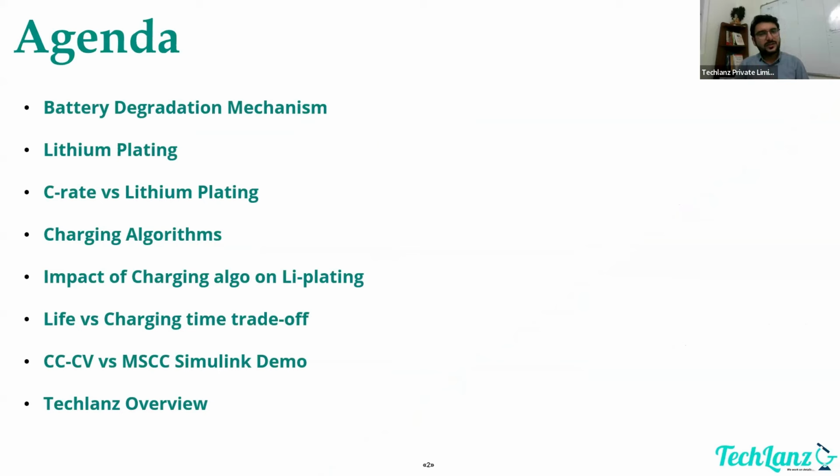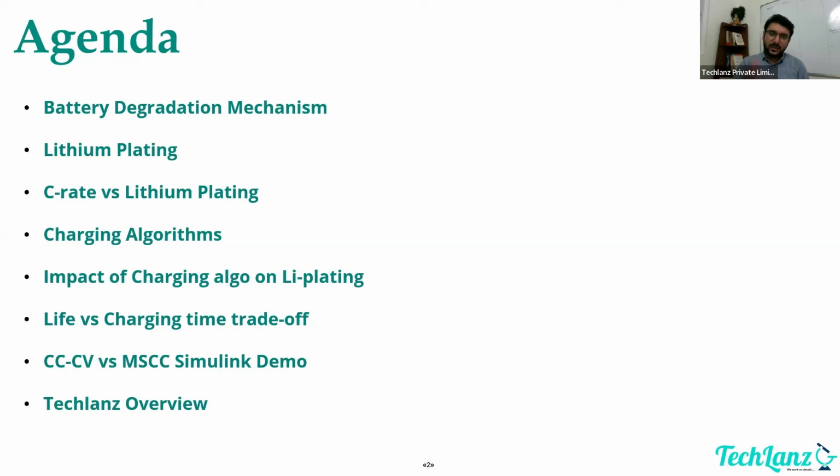And then we'll also see different charging algorithms which are available. We'll see the impact of charging algorithms on lithium plating, different algorithms which are there. Then we'll see what the trade-off is between life and charging algorithm on lithium plating, right? We'll also see the simulation of the CCCV algorithm and another algorithm called MSCC, the multi-stage constant current charging algorithm, in MATLAB.